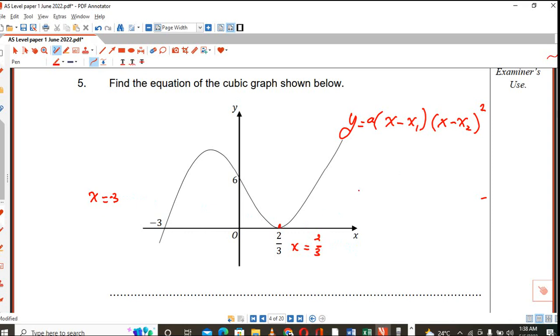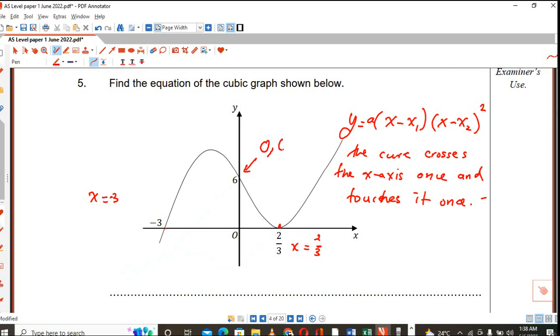So this one repeats itself because it just touches. So I'm going to use that one here, okay? Because the curve crosses the x-axis in this particular case, and also it crosses it once and touches it once. So that's why I'm using that particular one there. Okay, I also have a point here. That's the point 0,6, for x and for y. So I'm going to use that.